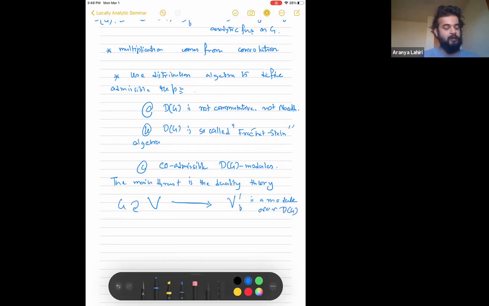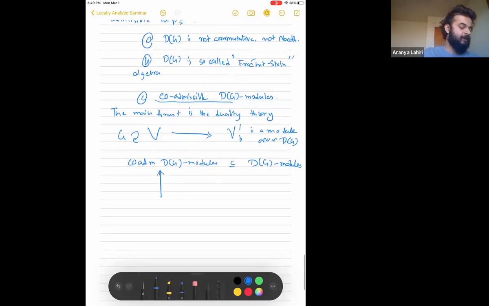This is the surprising part of Schneider, Stuhler, and Teitelbaum: they have the duality, and the strong dual of any locally analytic representation turns out to be a module over DG. Now, co-admissible DG modules are a certain class of DG modules. So you have this category of co-admissible DG modules inside DG modules. And you basically define this to be an equivalence almost tautologically.